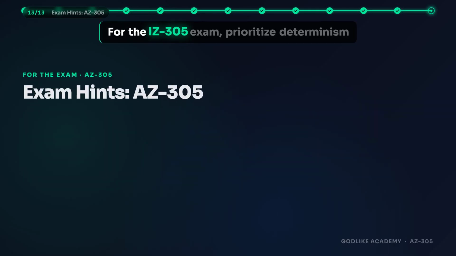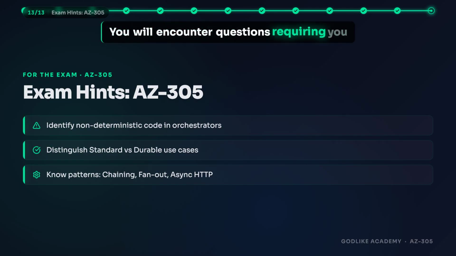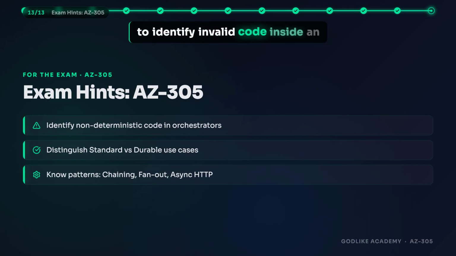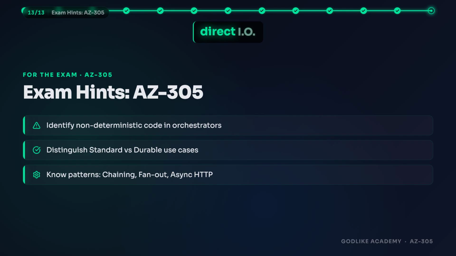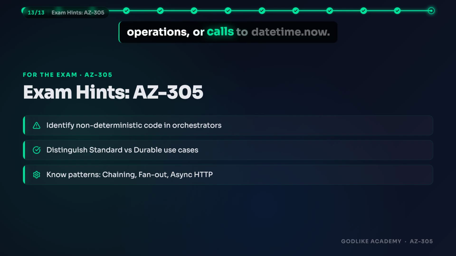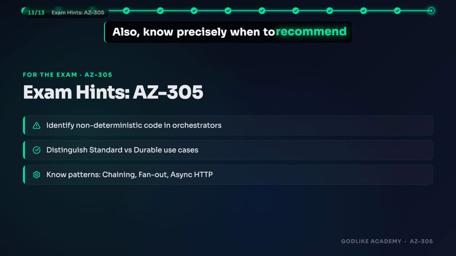For the AZ-305 exam, prioritize determinism above all else. You will encounter questions requiring you to identify invalid code inside an orchestrator, such as random number generation, direct I/O operations, or calls to datetime.now. Also, know precisely when to recommend durable functions versus standard ones.